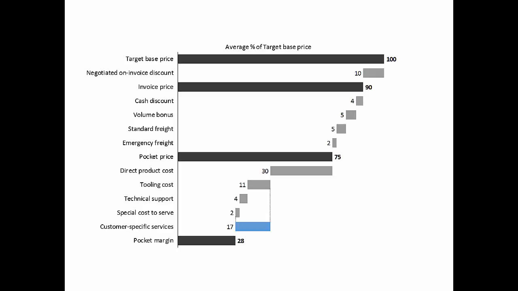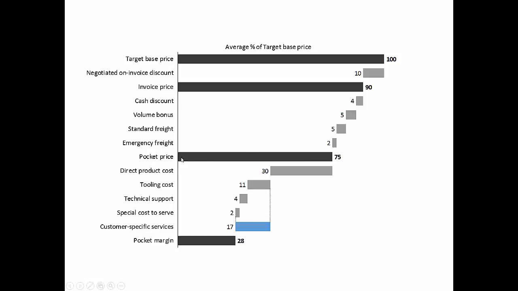Okay, another example here. This is a pocket price example. It's again based on a McKinsey case, so we start with our target base price. These are percentages here, so this is 100% target base price, and then we have some negotiated on-invoice discounts and so on. So we have the invoice price, but this is not the end, because then we also maybe offer cash discounts and maybe volume bonuses and freight and so on. And then we arrive at the pocket price, the money that you put in your pocket.